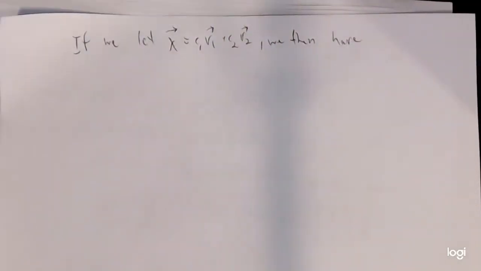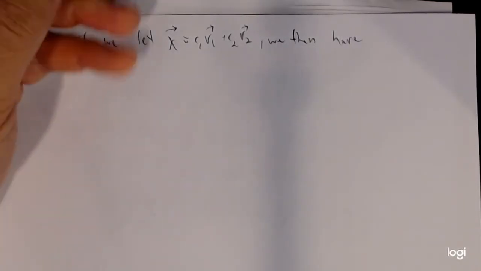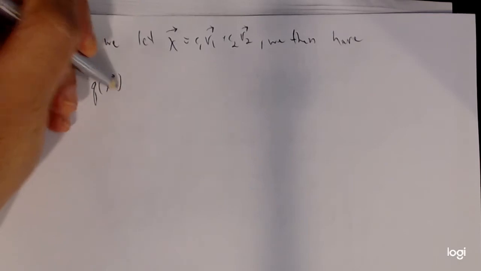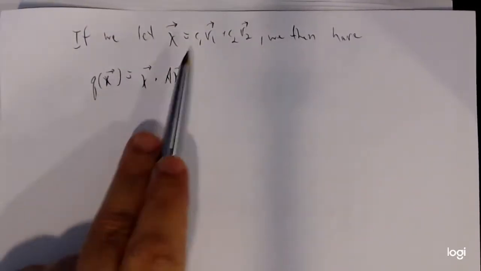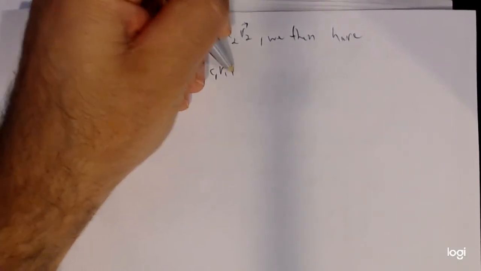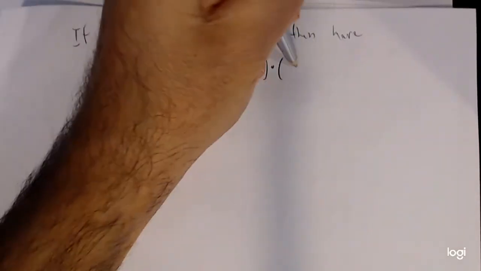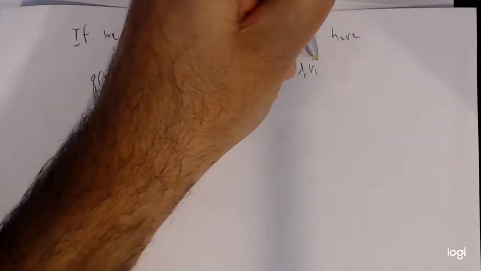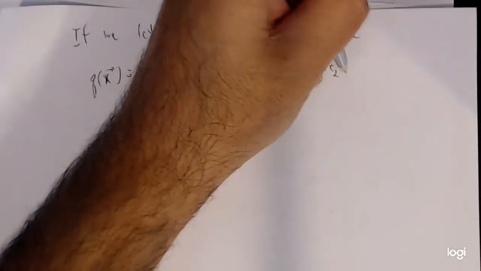But here's the interesting part. What do we have here? We have Q of x equals what? We said it's x dotted with Ax, but now what could I do? I could express x in terms of the basis that I just came up with, or the eigenbasis to be more specific. So what does that become? c sub 1 v sub 1 plus c sub 2 v sub 2 dotted with Ax, which becomes what? c sub 1 lambda sub 1 v sub 1 plus c sub 2 lambda sub 2 v sub 2.